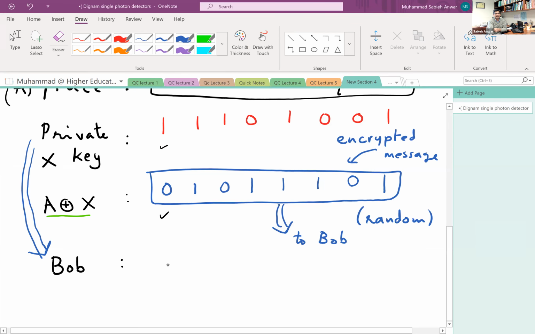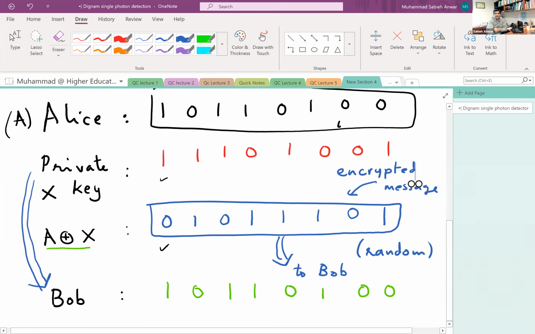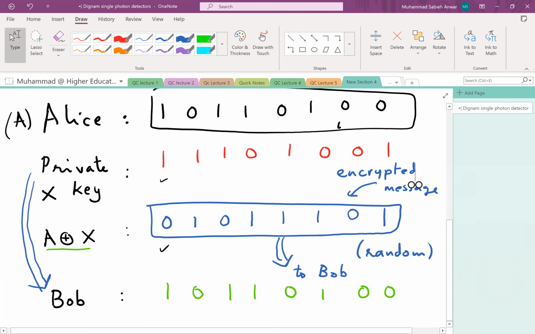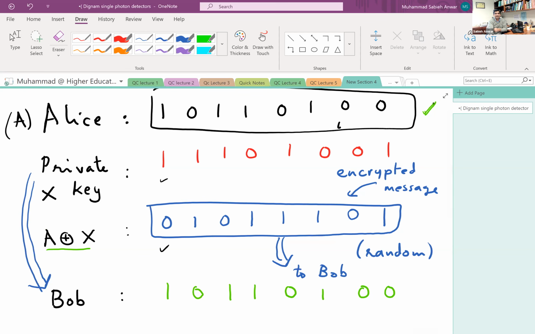It's 1011010. And is this the same as the original message? Yes, it is. So this is the original message here. And the retrieved message, Bob has retrieved a message which is identical to the message that Alice wanted to send.